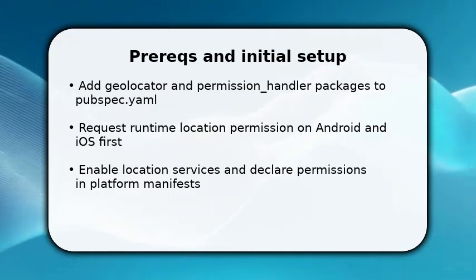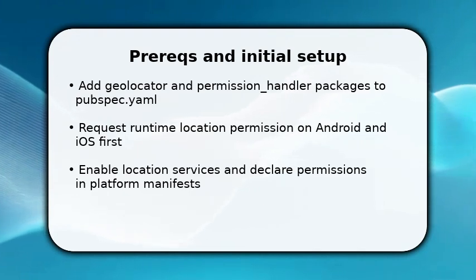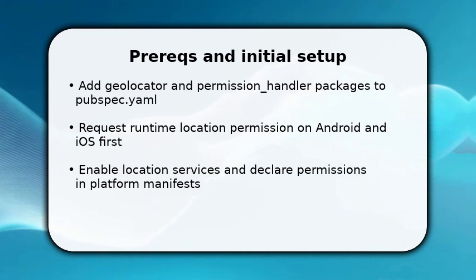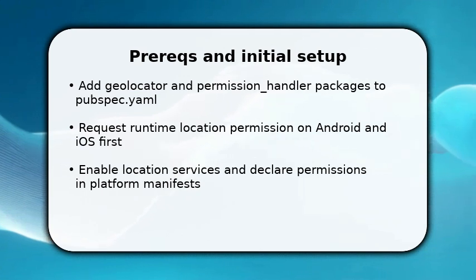You start by adding geolocator and permission handler to pubspec.yaml so you can request and read location. Once done, declare Android and iOS permissions in AndroidManifest and Info.plist. This prevents silent failures.